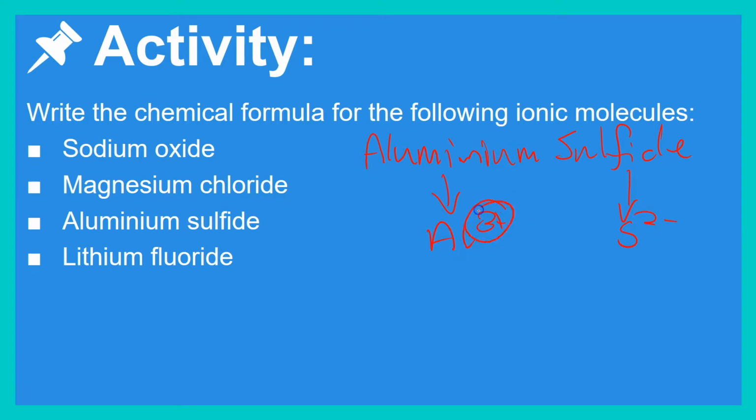So we're going to do our crossover method. We take the 3 plus and we bring it over here. We're then going to take our 2 minus and we're going to bring it down over here. I'm going to rewrite this because it's starting to get quite messy, but we've got Al 2 minus and then S3 plus. First things first, let's get rid of those charge symbols. We don't need them. They can go away. Again, we're going to now look at our numbers. We've got a 2 and we've got a 3. Now, there isn't anything you can divide both of them by to make them a simpler whole number, so we're going to leave them as is, and we'll rewrite this nice and neatly, Al2S3. And there you go. That's aluminium sulphide done and dusted.